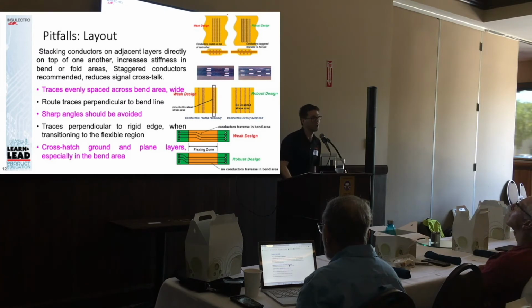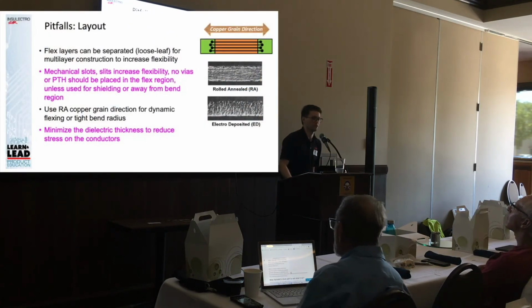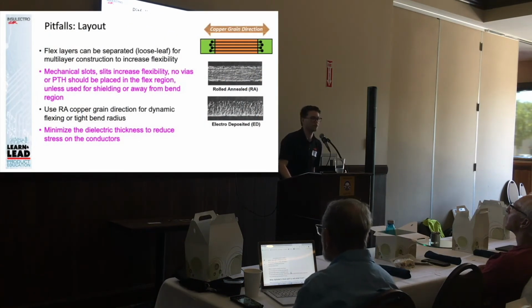But again, keep it out of the flex zone. You want to make sure it's in the rigid side. So what impacts do the copper grain have on flex design? If anyone's taken material science class before, you know that when we have RA copper, we're actually taking those copper grains and we're squishing them and we're aligning them in one direction. We can take advantage of that in the flex world.